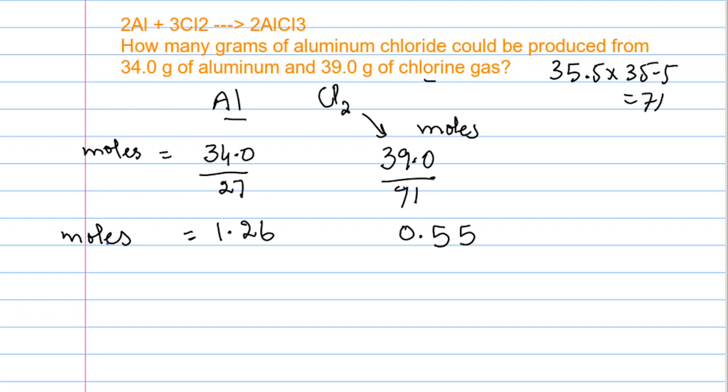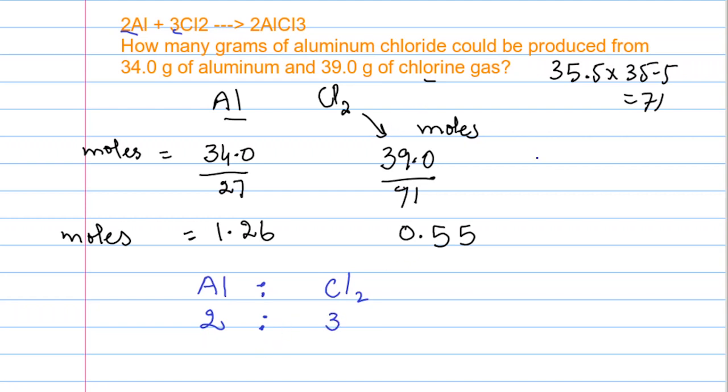Now we will do the ratio method. We can check either value. For example, aluminum versus chlorine, both the reactants. From the equation we will get the values: 2 moles of aluminum react with 3 moles of chlorine. So we will write that 2 moles of aluminum will react with 3 moles of chlorine, right?